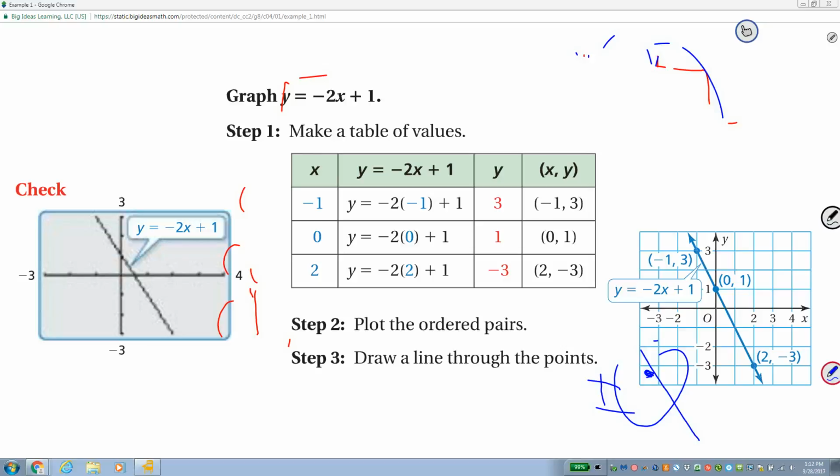For added practice, I can give you guys the online version. But when it comes to the test, there's really no good way to check it. If you really, really wanted to check it, plug in another number for x, like for instance 4, and see if it fits along the line. If it does, then most likely you got it right.